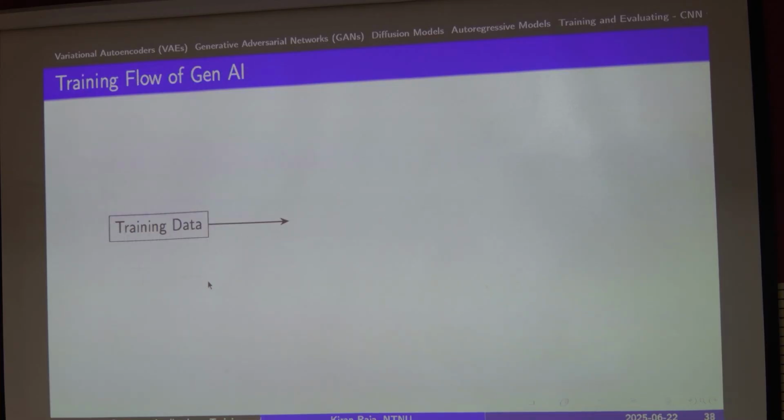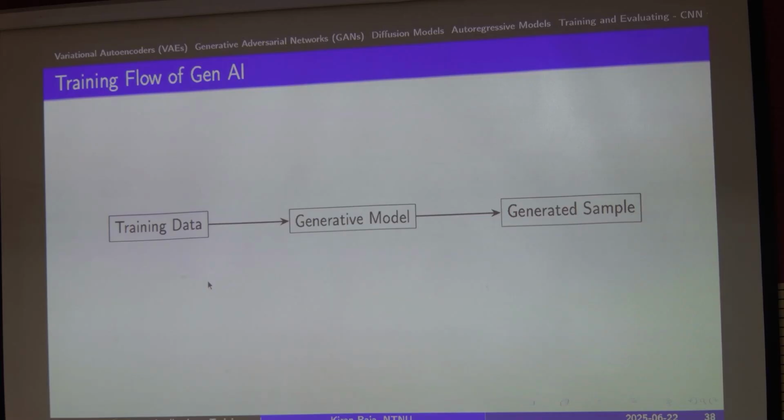For the case of training flow, very simple again. You have this training data, and then you create a generative model, and then you get a generated sample. But both of them have two different objectives, right? Each of them are specific for a certain application.